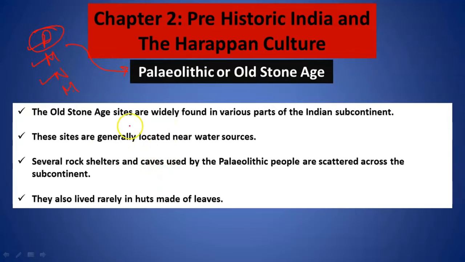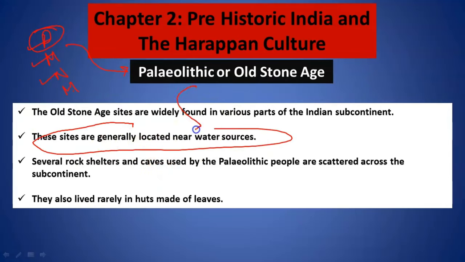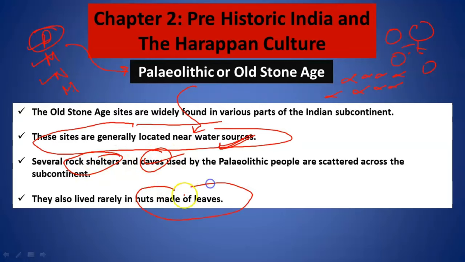Now, please know that generally these kinds of Paleolithic sites are found near water sources because people did not know about agriculture. All right. So they used to stay near water sources such as ponds, rivers or sea. It is because it was easy for them to fetch water for drinking. Now, they also used to stay in rock shelters or caves. They rarely stayed in huts made up of leaves. So that means they did not know how to make homes also. So this was a salient feature of the Paleolithic age.